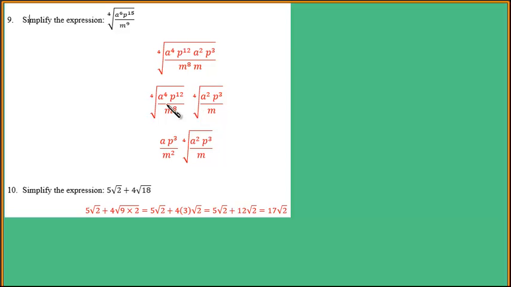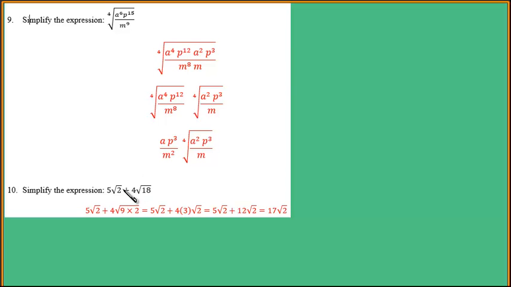We break this up. And so we have the 4th root of a to the 4th, p to the 12th over m to the 8th, and then the 4th root of a squared p cubed over m. And then this simplifies out easily enough. So a to the 4th gives a, 12 divided by 4 is 3, p cubed. In other words, p cubed to the 4th power will give us p to the 12th power. And then of course m squared to the 4th power will give us m to the 8th. 8 divided by 4 is 2. And then this remains as is. This can't be simplified anymore.